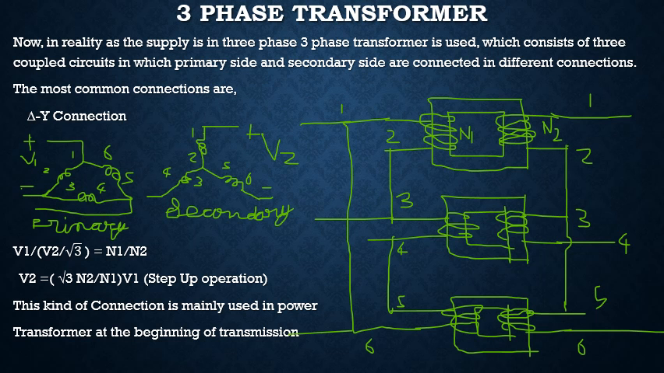Now in reality, as the supply is three-phase, a three-phase transformer is used, which consists of three magnetically coupled circuits in which the primary side and secondary side are connected in different connections. The most common connection is the delta-Y connection. In the delta-Y connection, the primary coil is connected in delta and the secondary coil is connected in Y. In this, the relation between the line voltages of the primary coil and the secondary coil is given by V2 equals root 3 N2 by N1 times V1. This kind of connection is mainly used in power transformers at the beginning of transmission for the step-up operation.